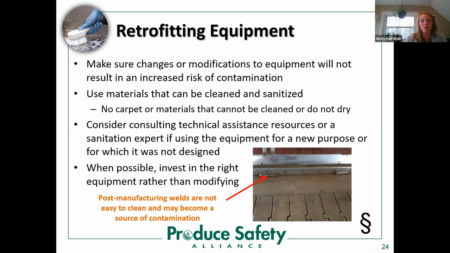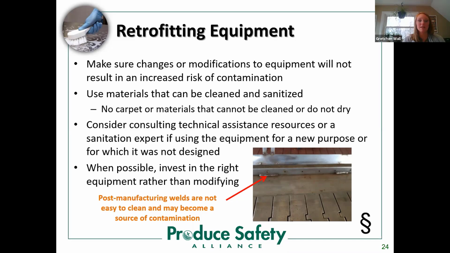For those of you who have been in packing houses before, you've likely seen some really interesting and innovative workarounds that growers have come up with. They're very resourceful by nature, and I give them a lot of credit for that. But I have seen some pieces of equipment that you're just like, that doesn't look quite right, but I see why you did it.